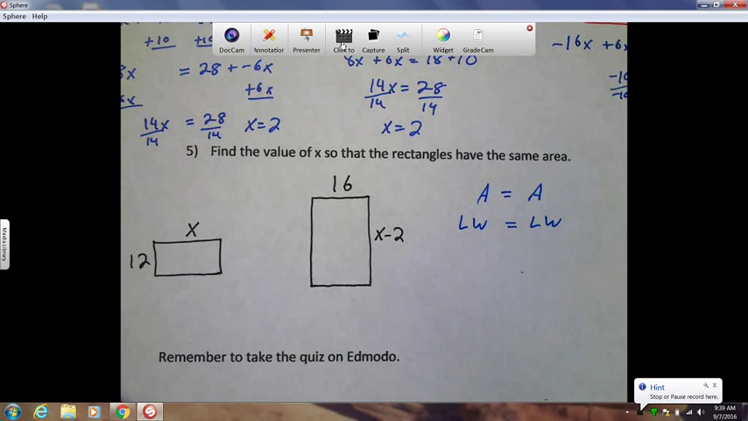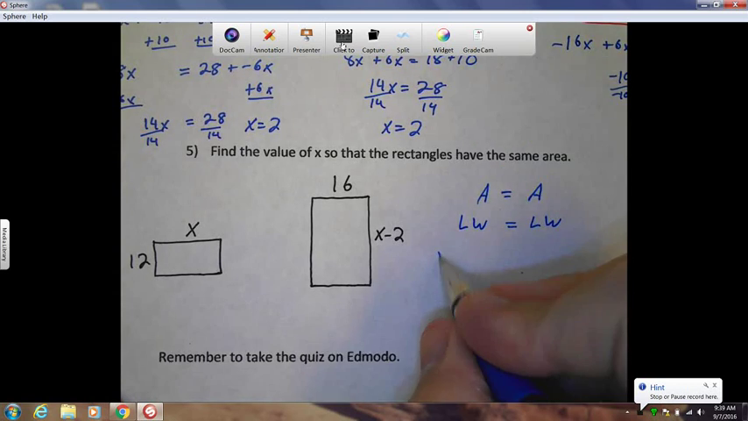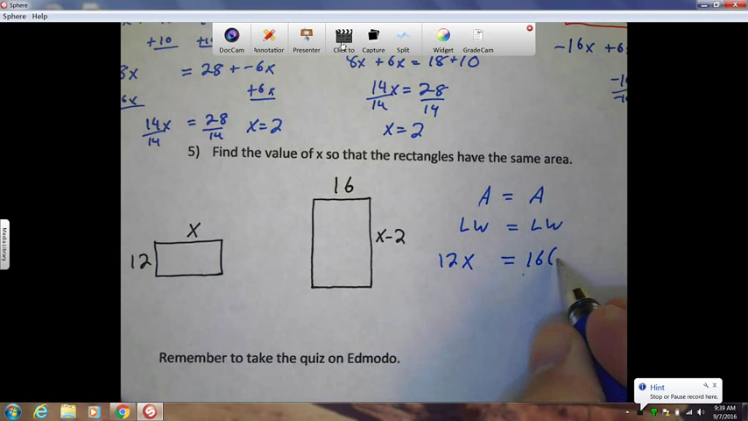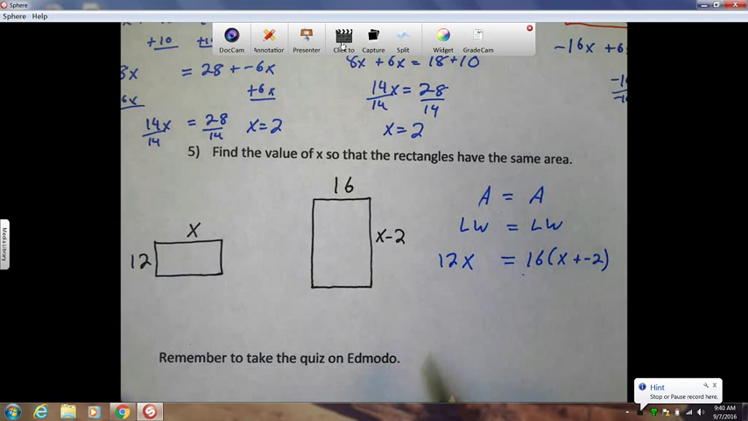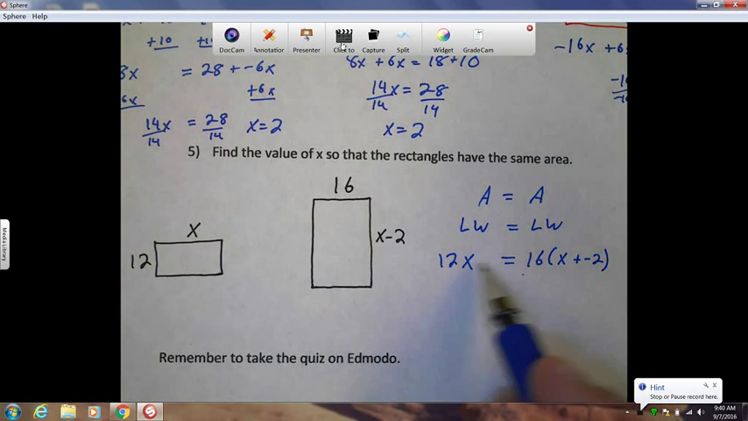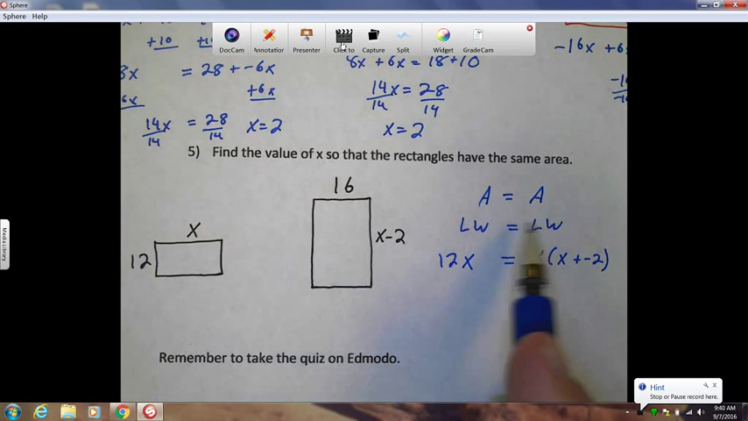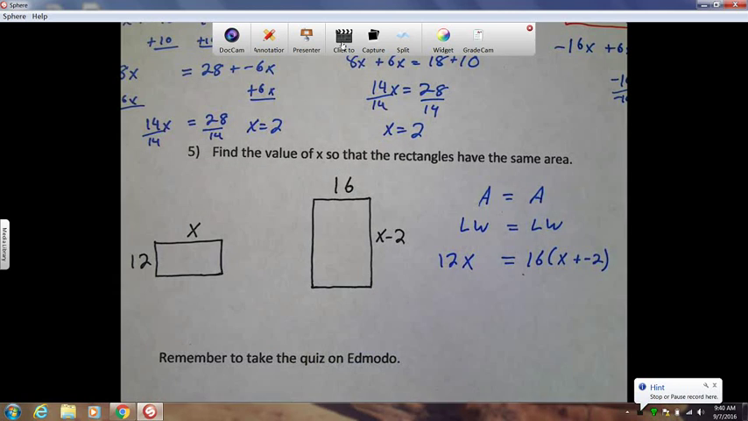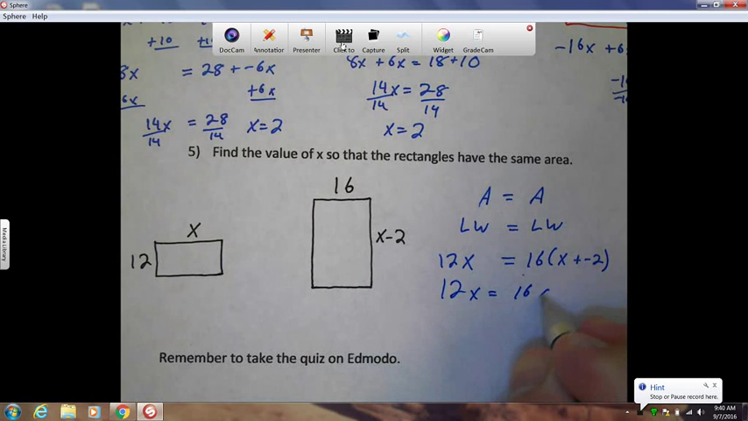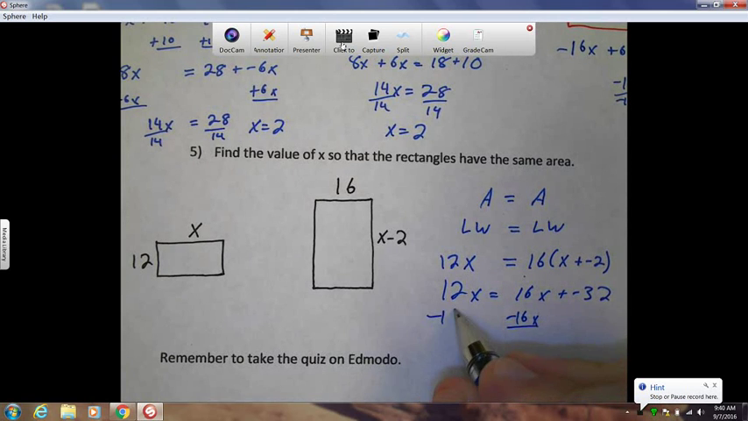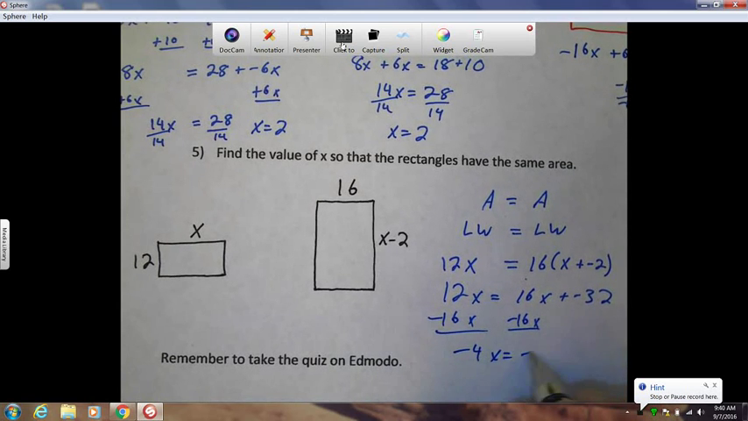So this one is 12 times x. And this one is 16 times x plus negative 2. You can skip to this step, but I'm just showing you where I get it. The areas are the same, which means length times width is the same, which means this is the same. So I get negative 32, subtract 16x. So x is equal to 8.